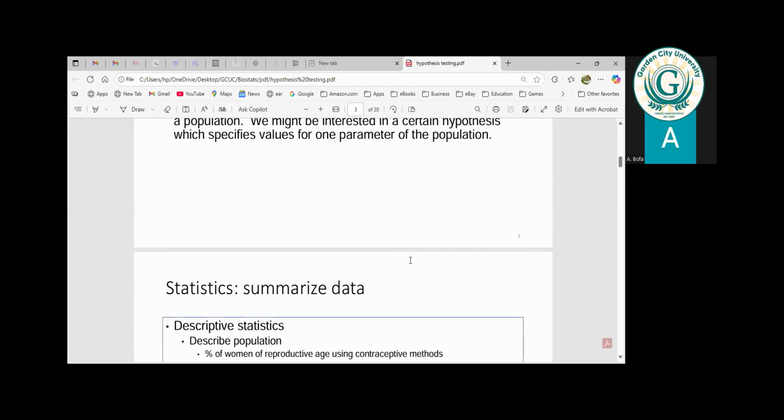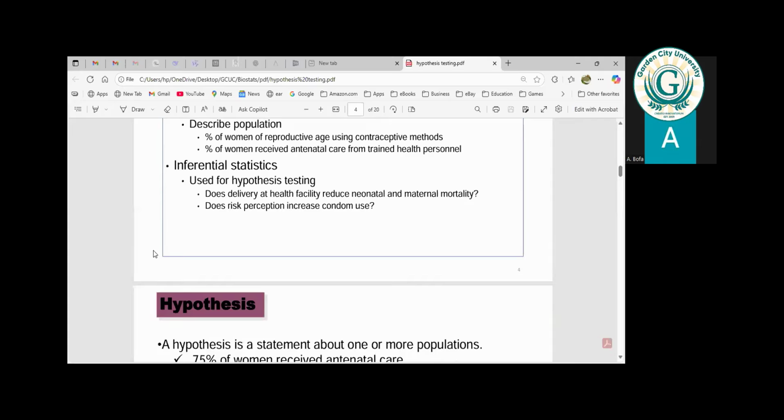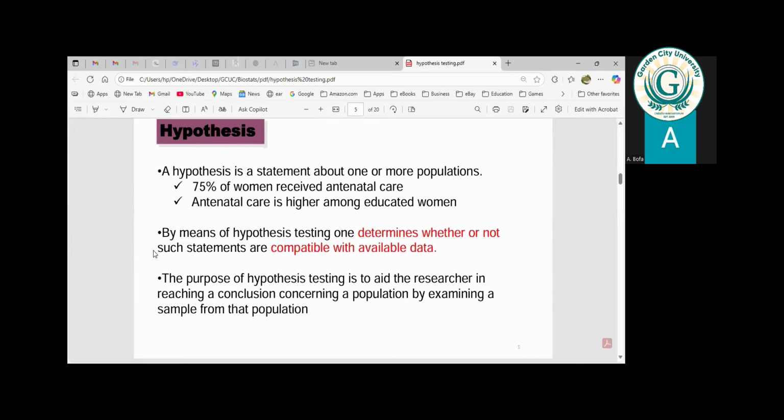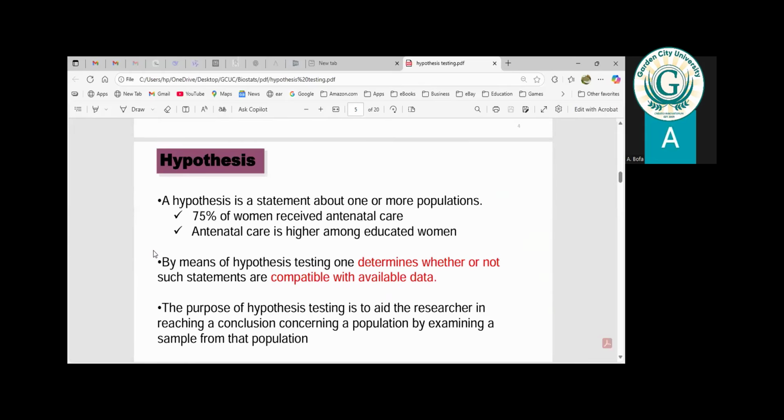I've talked about these things, descriptive statistics, inferential. So let me start from the hypothesis. A hypothesis is just a statement about the population. When we say hypothesis, it's just a statement about the population, and this statement can be true or false. You are just making a claim about the population, and this can be true or false.